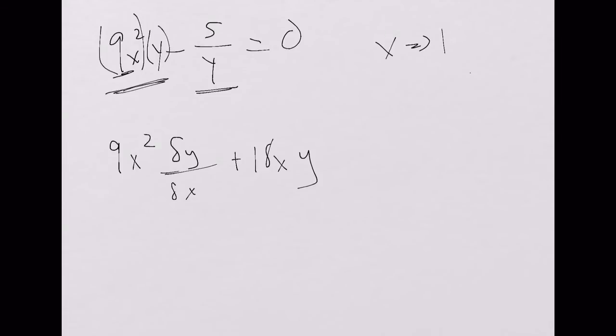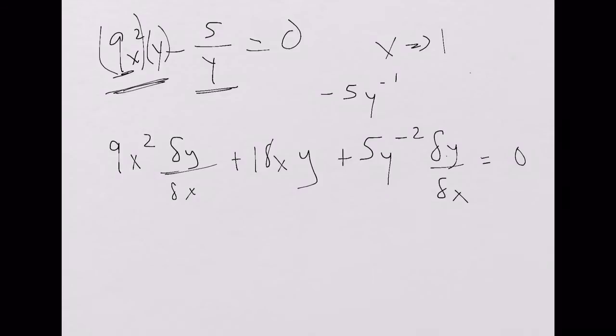And this one is minus 5 over y, which is the same thing as minus 5y to the negative 1. If I'm taking the derivative of that, I'd get plus 5y to the negative 2. And again, I'm taking a derivative of something with y. So whenever you have the derivative of something with y, you put dy/dx. And this equals 0.